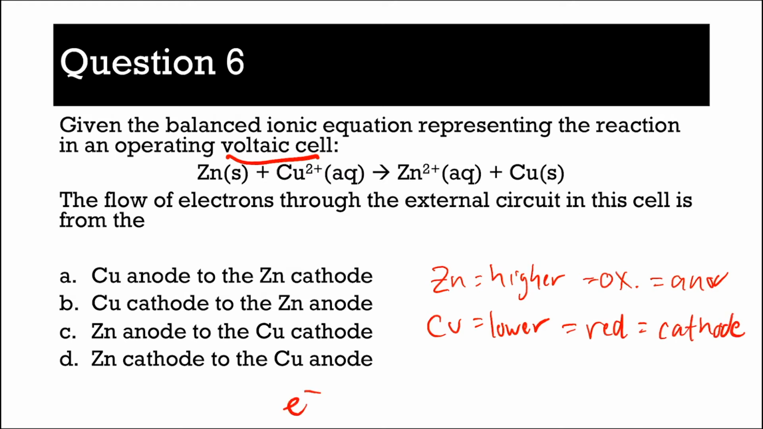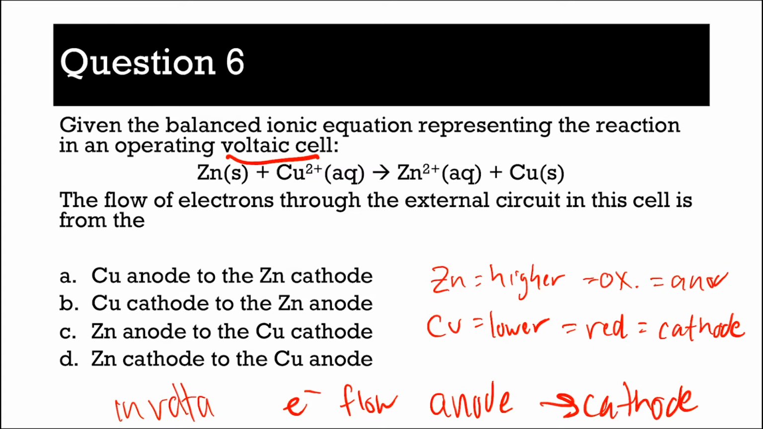And remember, electrons always flow anode to cathode. In a voltaic cell, electrons flow anode to cathode. So anodes are a little bit negative, cathodes are kind of positive. So the electrons are just kind of moving from the negative side to the more positive side. So if we know that copper is the cathode, zinc is the anode, we can get rid of A and D. And then we need to know it moves from anode to cathode. So that is answer choice C.